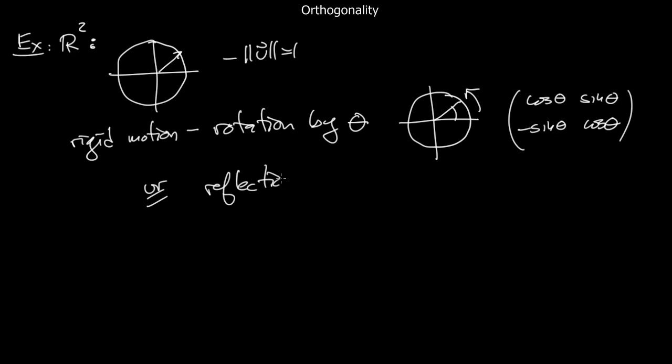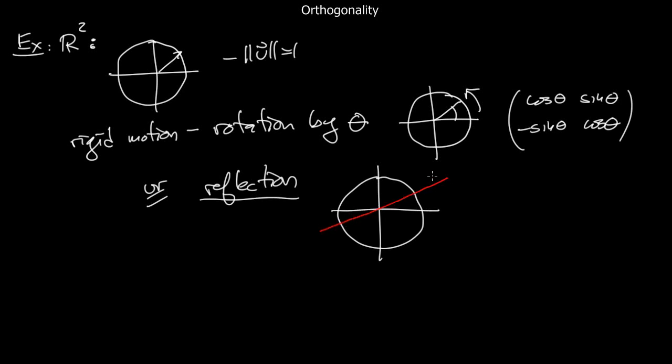But another thing you can do is reflection, which is to say you can take your circle and you can draw a line through the origin, and you can reflect the entire plane through that line. And if you do that, it takes the circle to itself. The circle is symmetric. It's got mirror symmetry. And that's another example of an orthogonal transformation. And it's not so hard to see that that's all of them.